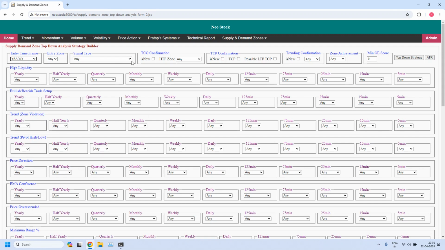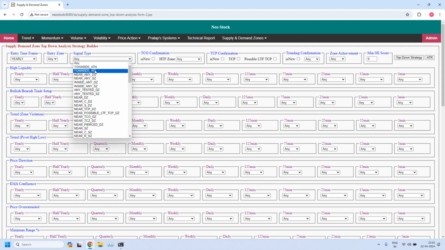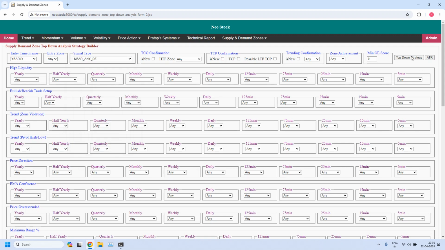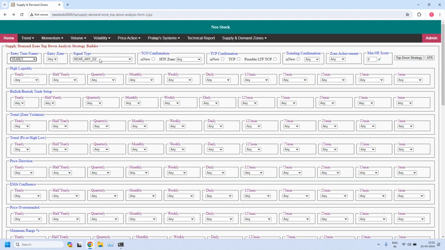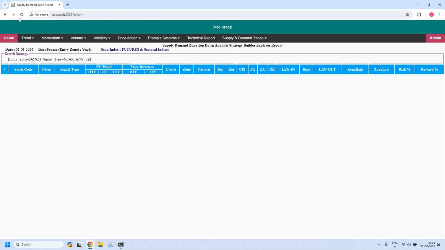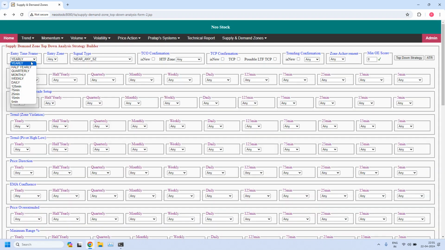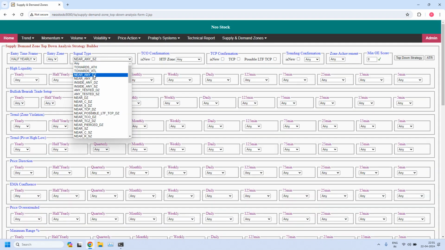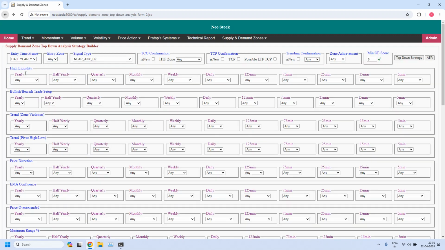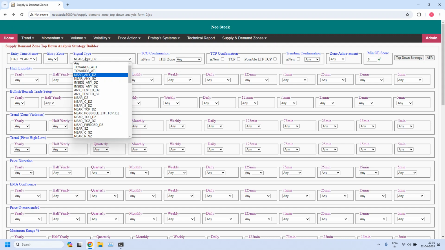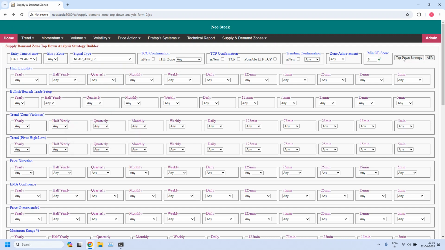For yearly time frame, let us find the stocks near yearly demand zone. No stocks are available. Let me go back. For yearly time frame, let us find the stocks near yearly supply zone. Here also no stocks are available. I am changing the time frame to half yearly. Let us find the stocks near half yearly demand zone. No stocks. And also half yearly time frame, let us find the stocks near half yearly supply zone.